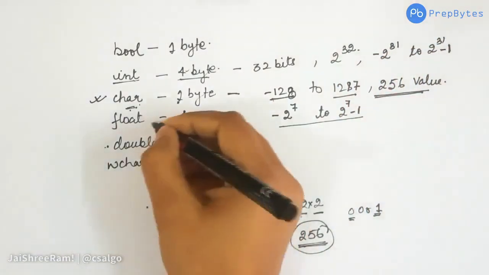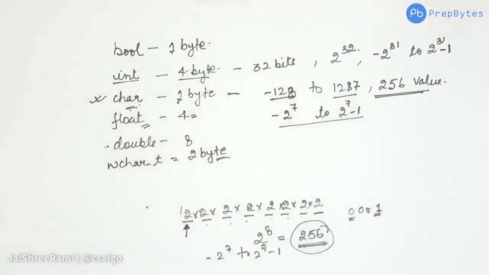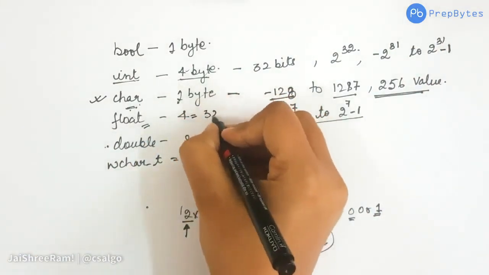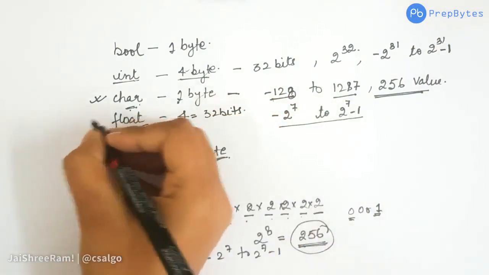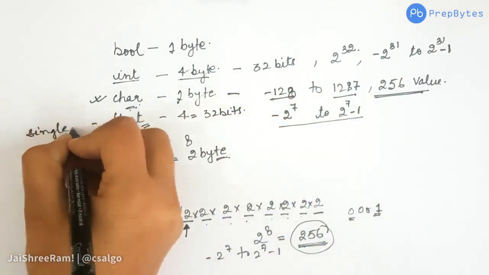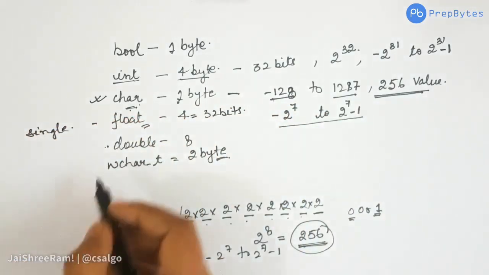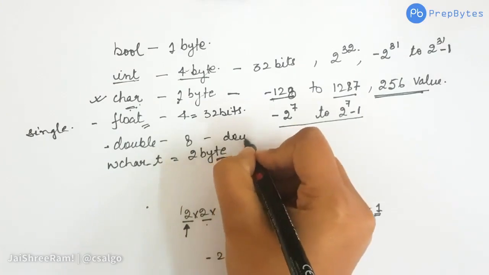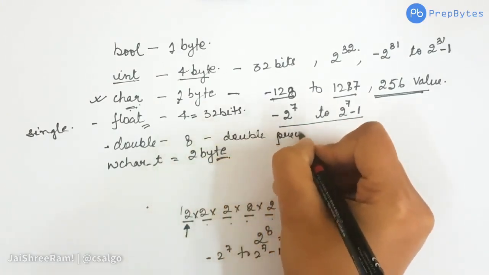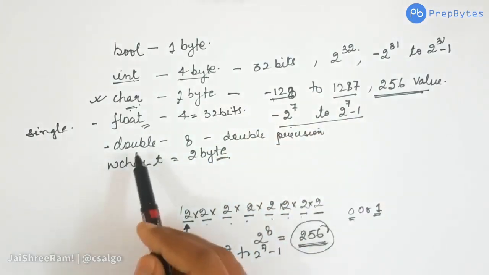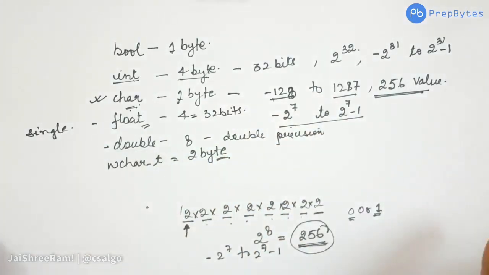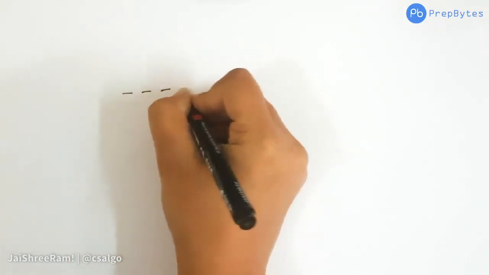Now talking about float. So float here, 4 bytes is 32 bits. Float is also known as single precision. Precision refers to the decimal digits after the decimal point, and double is known as double precision. So what happens in case of float is, I'll take a new sheet. In case of float, if we go on to see the IEEE convention, let's say we have 32 bits. So let's say this is 32 bits.